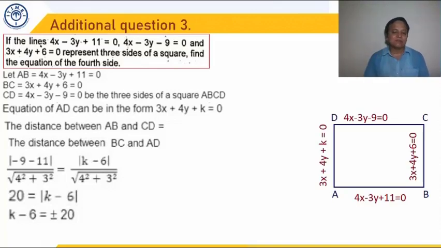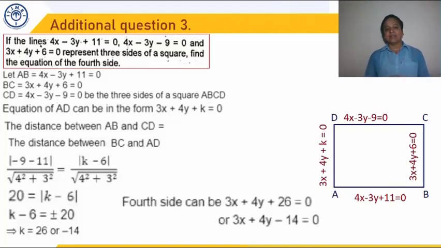If we take the plus sign, the value of K comes out to be 26. If we take the minus sign, the value of K comes out to be minus 14. So we got two values of K. Why two values? One equation is on the left side of BC, the other may be on the right side of BC. Parallel to BC, it can be on both sides. So it will differ only in constants.